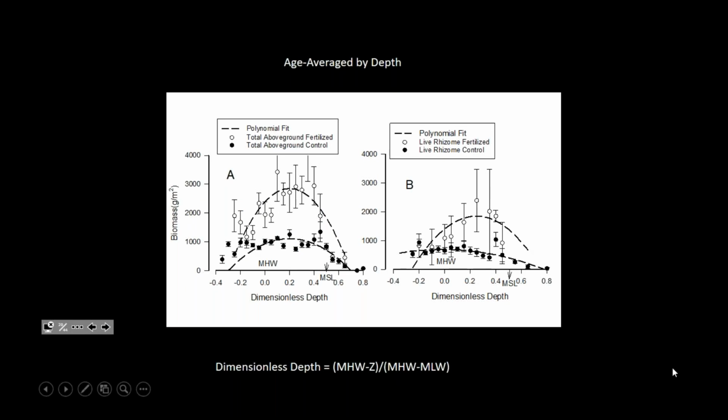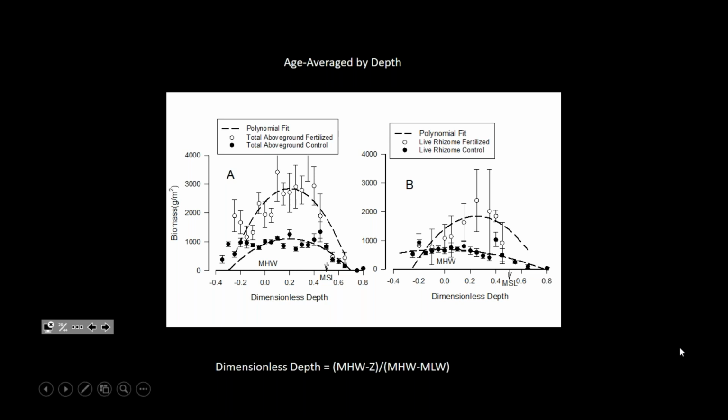So check this out. And you might be wondering, what happens to that growth curve when you fertilize? Well, this is what happens. This is total above ground biomass. These are the fertilized treatments. These are the controls. This is rhizome biomass, fertilized controls. So they grow themselves. They have the ability to grow themselves to a point where their production is limited.